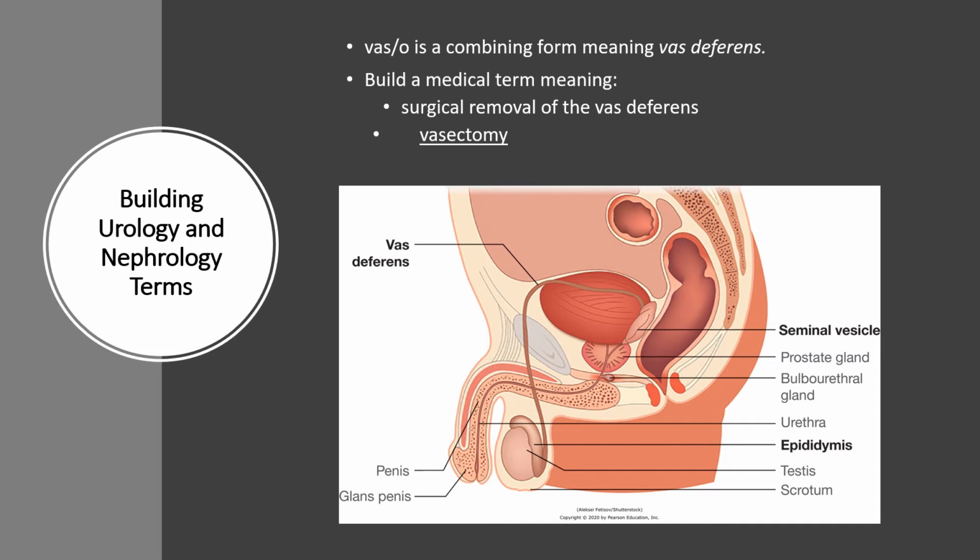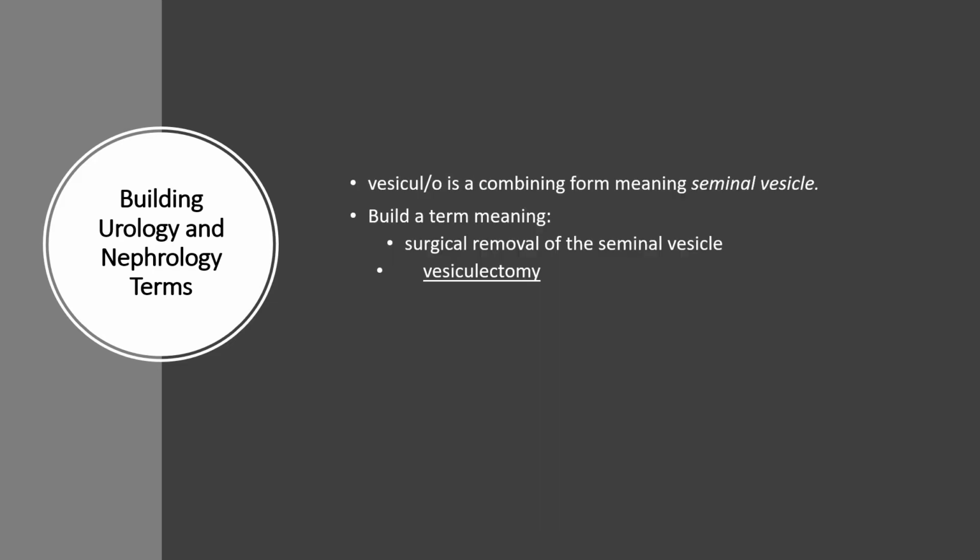Vaso or vas is a combining form that refers to the vas deferens. Can you identify the vas deferens in this figure? Vasectomy is the surgical removal of the vas deferens. Vesiculectomy is the surgical removal of the seminal vesicles.